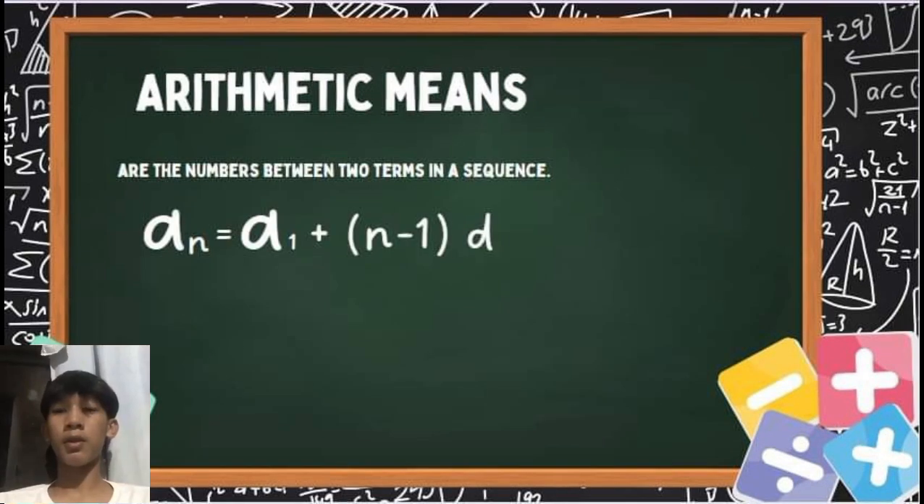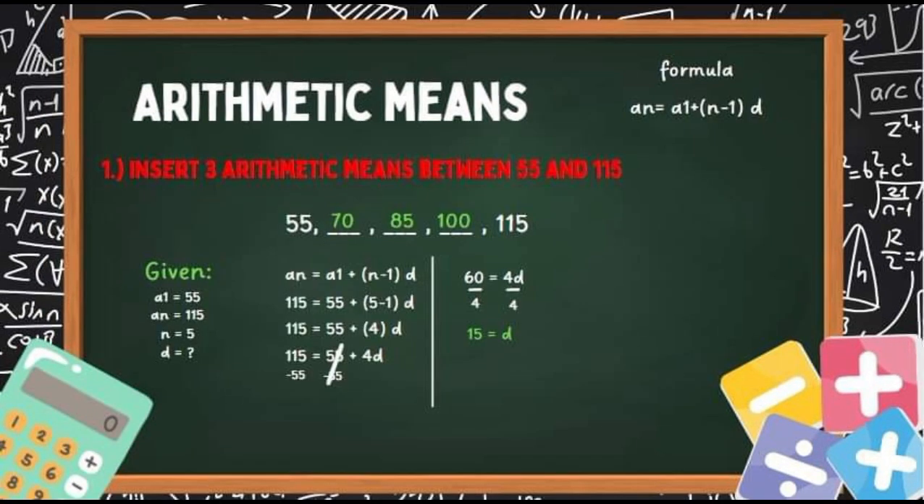What is arithmetic means? Arithmetic means are the numbers between two terms in a sequence. Arithmetic means: insert 3 arithmetic means between 55 and 115. Una, isusulat natin ang formula. A sub n equals a sub 1 plus n minus 1 d. Given: a sub 1 is equal to 55, a sub n is equal to 115, n is equal to 5.